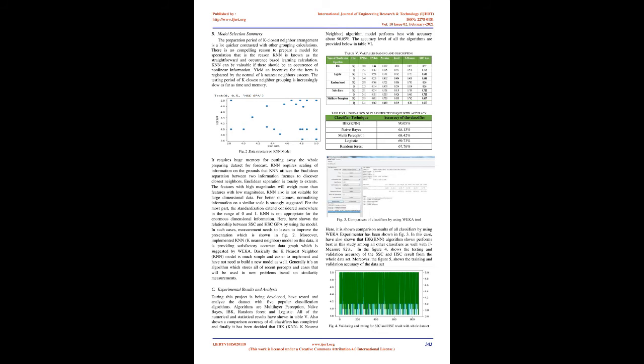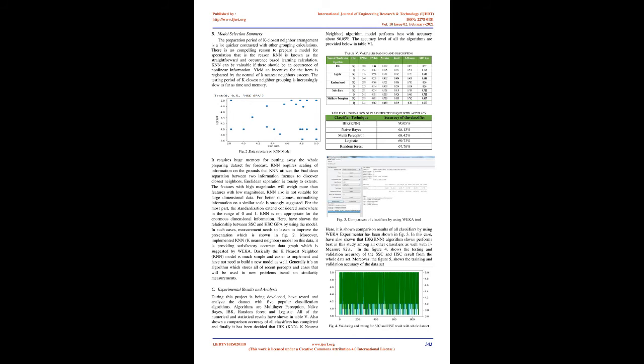Moreover, we implemented the KNN, K-nearest neighbor, model on this data, and it is providing a satisfactory accurate data graph, which is suggested by WEKA. Basically, the K-nearest neighbor, KNN, model is much simpler and easier to implement, and there is no need to build a new model as well. Generally, it's an algorithm which stores all of the recent percepts and cases that will be used in new problems based on similarity measurements. Experimental results and analysis.